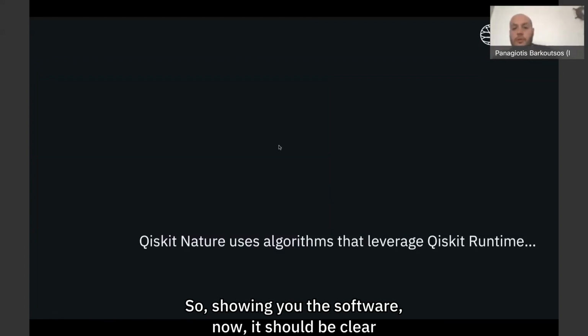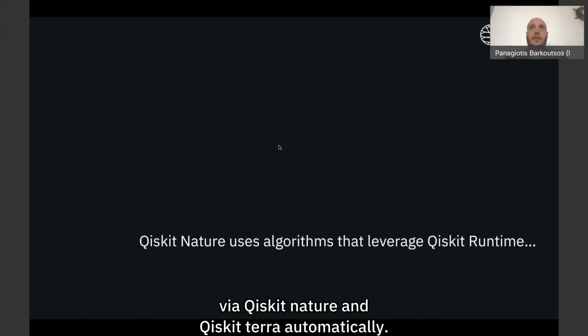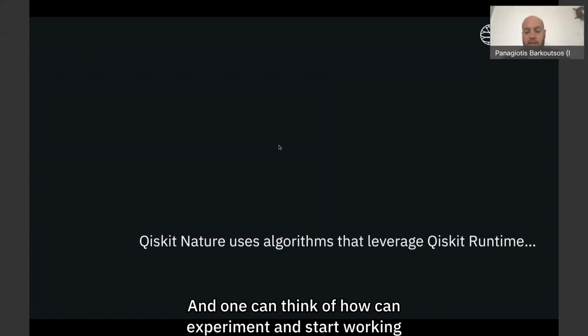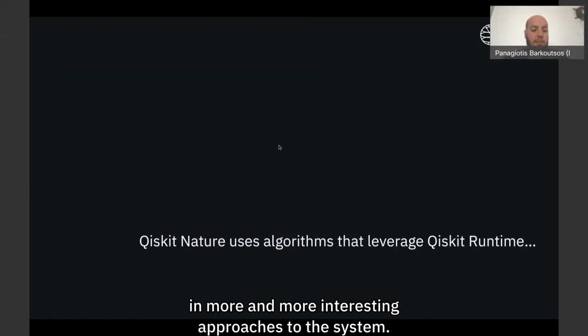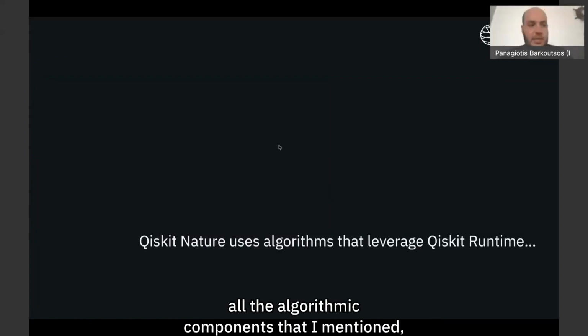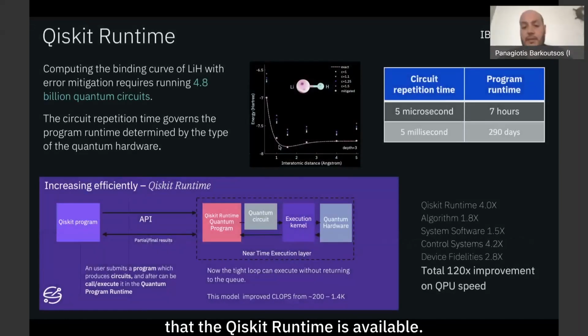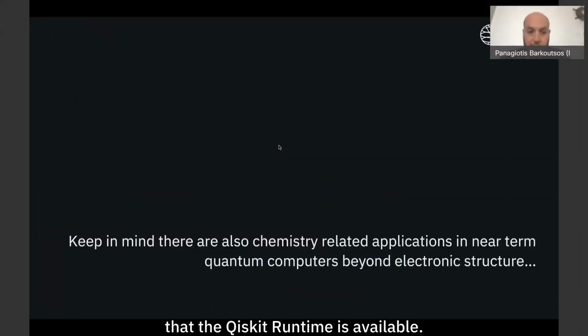So, having shown you the software, it should now be clear that all these algorithmic developments can be leveraged via Qiskit Nature and Qiskit Terra automatically, and one can think of how to experiment and start working on more and more interesting approaches to the system. It is important to know that, using all the algorithmic components that I mentioned, one can now leverage the fact that the Qiskit Runtime is available.